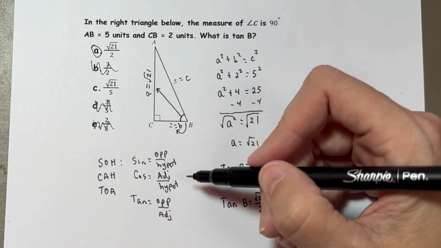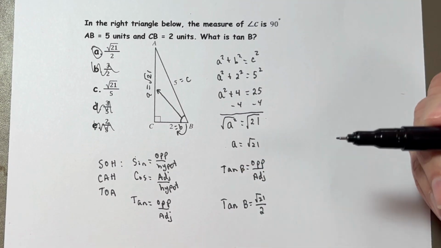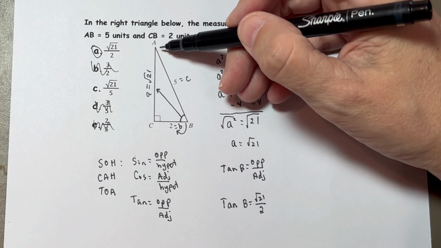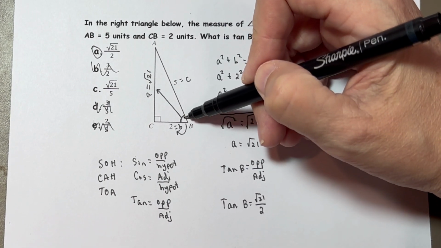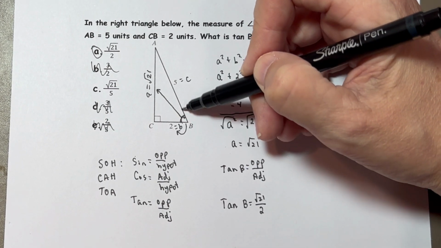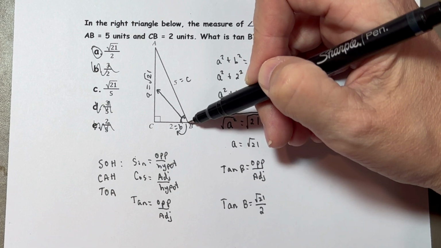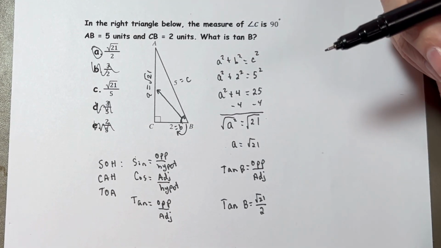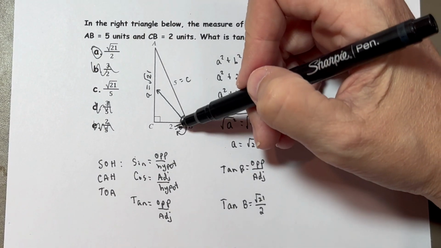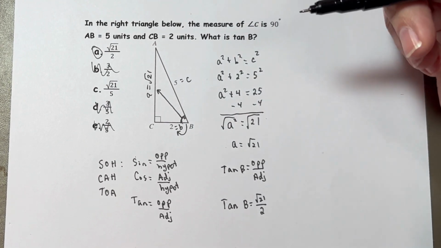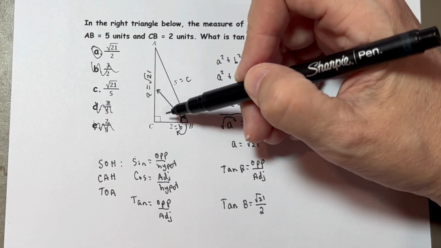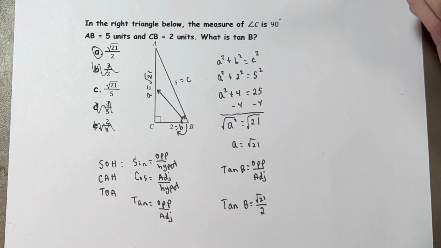Now, if you struggle with the difference between adjacent and hypotenuse, the hypotenuse is always the largest side, right? So if we're talking about this angle right here, you've got the hypotenuse, which is the largest side. The other side is the adjacent side. The adjacent is always one of the legs of your right triangle. Your 2 legs make the 90 degrees.